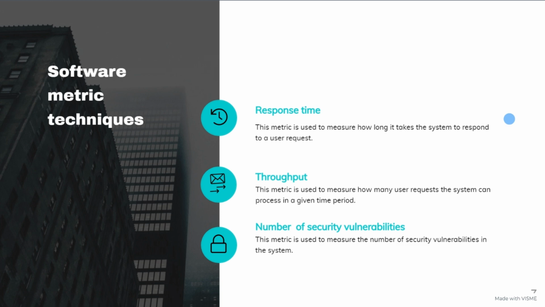For the number of security vulnerabilities, this metric is used to measure the number of security vulnerabilities in the system. So a lower number of security vulnerabilities indicates a more secure system. We'll be discussing the tool, which is Apache JMeter.